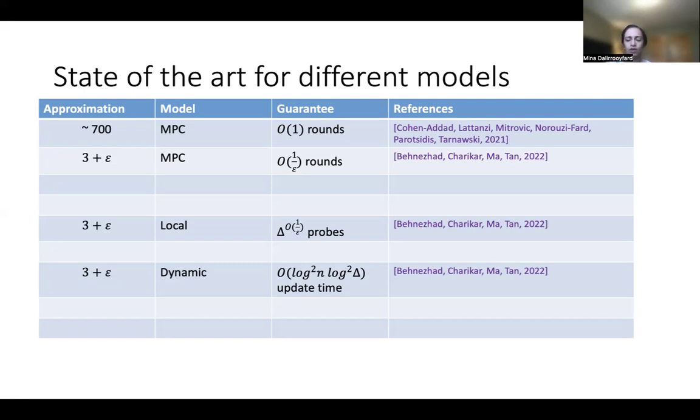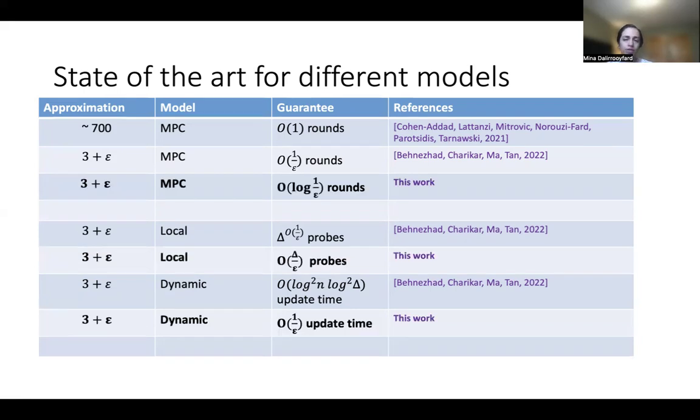Similar to Behnezhad et al., we give an algorithm that is adaptable to all 3 models. It also gives a 3 plus epsilon approximation. In the MPC model, it gives order log 1 over epsilon rounds. In LCA, it gives order delta over epsilon probes, and in dynamic, it works in order 1 over epsilon update time, so no dependency on n.